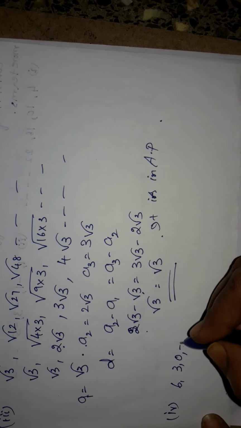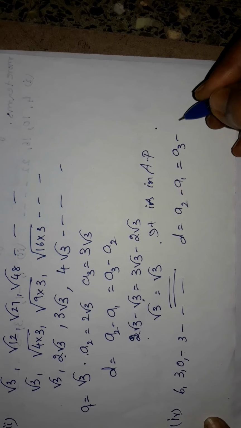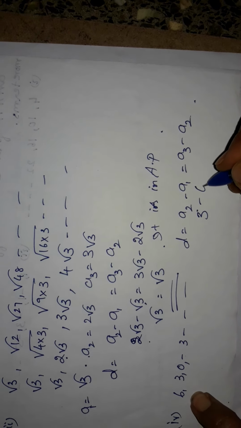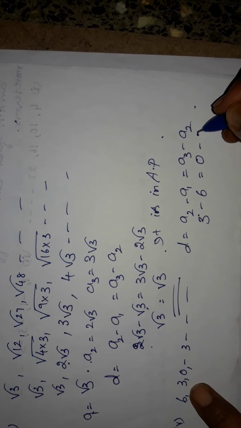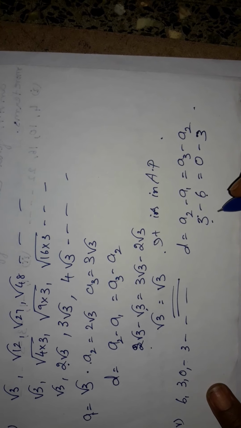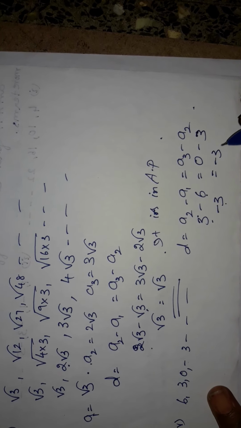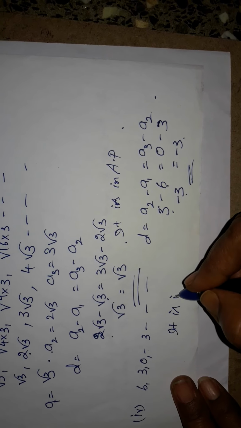Next, last one, see here, fourth one. 6 comma 3 comma 0 comma minus 3. Same formula, write down. D equals A2 minus A1 equals A3 minus A2. A2 is here 3. A1 is 6. A3 is 0, A2 is 3. 3 minus 6 is minus 3. We should put the bigger number's sign. Here 0 minus 3 is minus 3. Here also both are the same. Therefore, it is in AP.